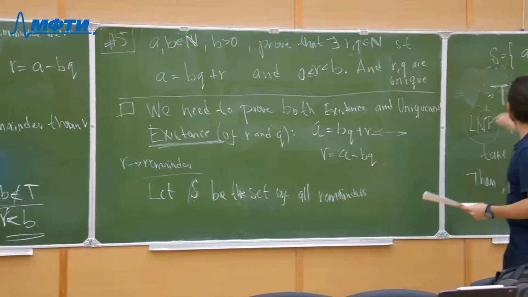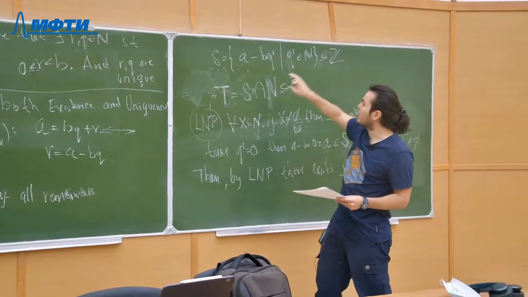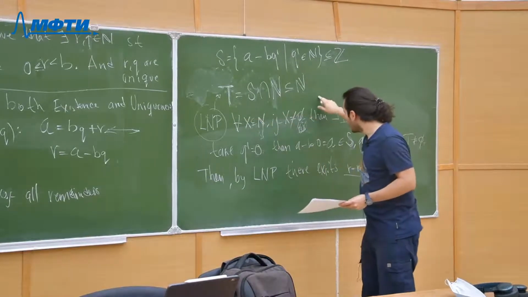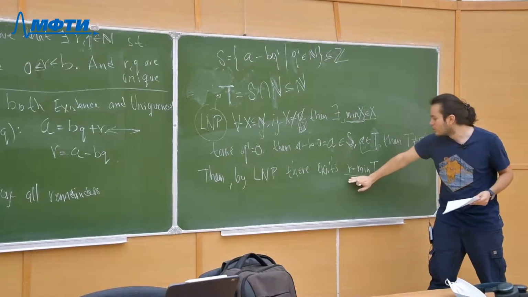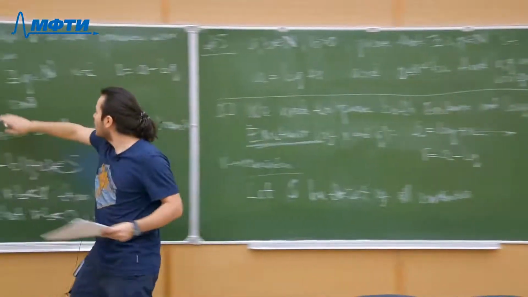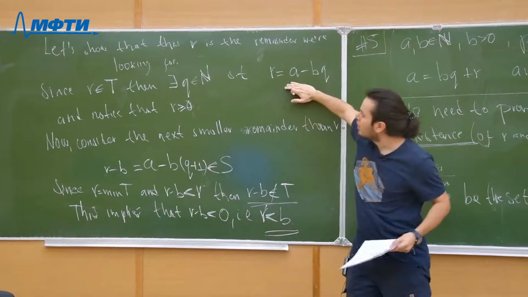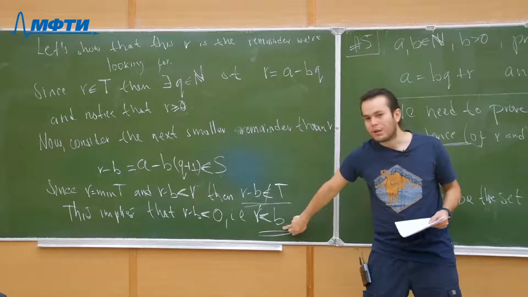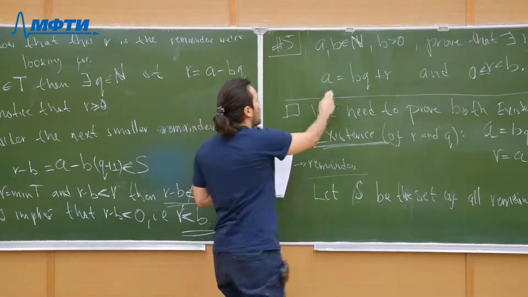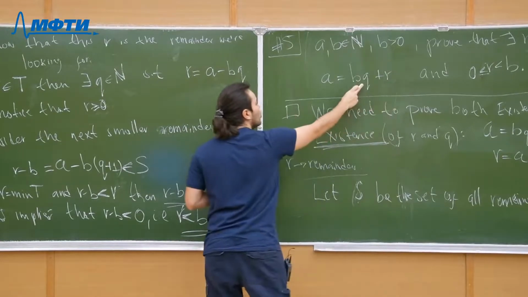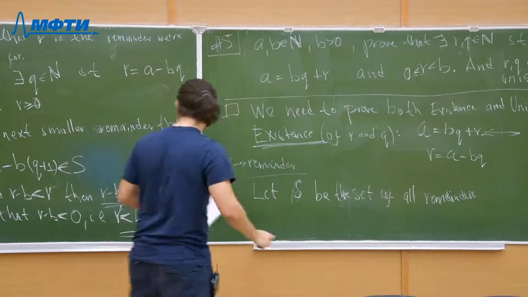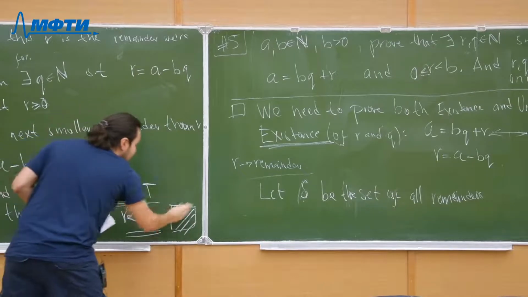Now, what have we obtained here? Look, we obtained first of all that there exists some non-empty set T, in which we found some R. We define this R, and then we say that if we have that R, then there exists some Q such that this holds, and R is at least 0, and moreover R is less than B. So this is all we had to prove here. We proved the existence of R and Q.